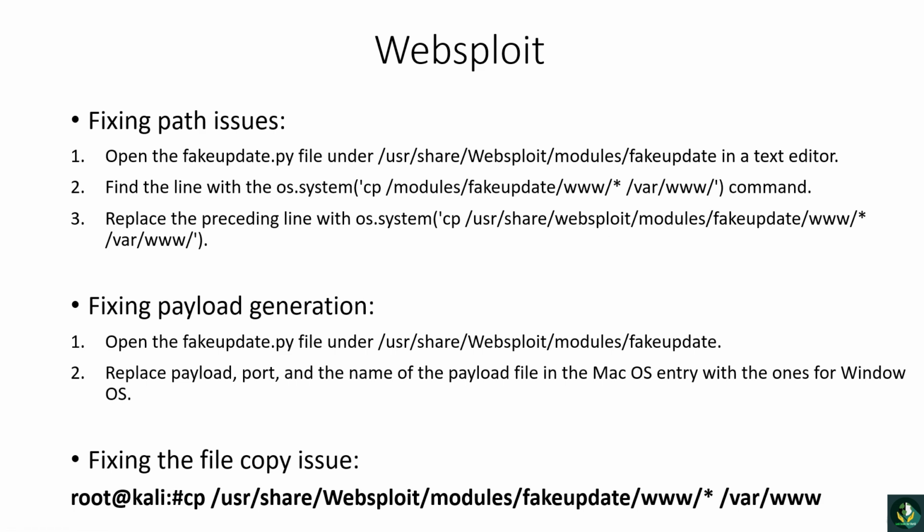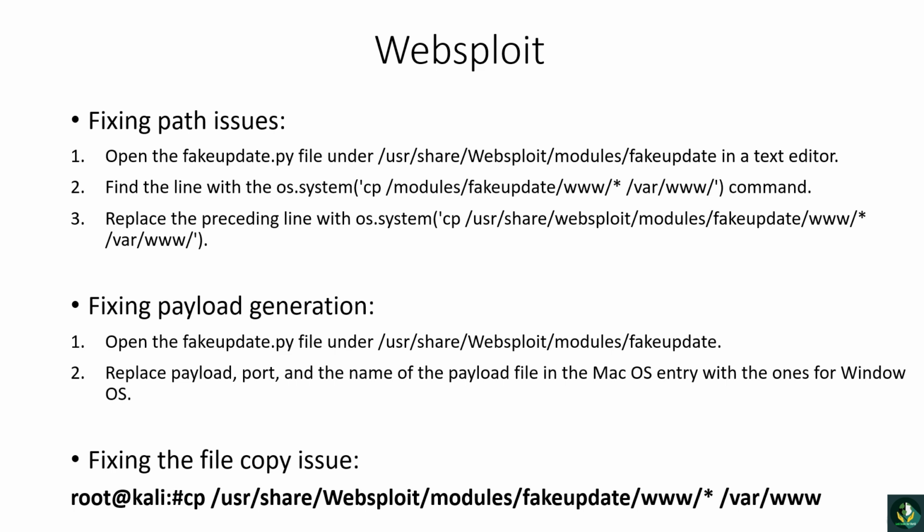Payload generation, or fixing the payload generation error, will result in no payload file being generated for a Windows-based system. However, the files for Linux and Mac will still be generated. To remove this error, you have to perform a couple of steps: open up the fake update Python file under this directory again, and replace the payload and port under the Mac OS entry with the ones from the Windows OS entry.